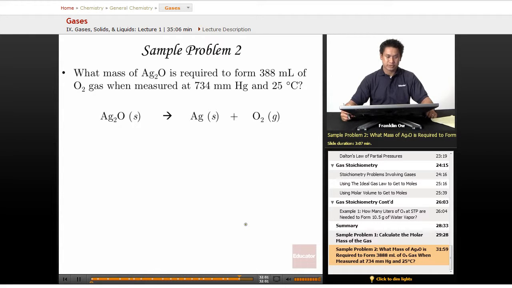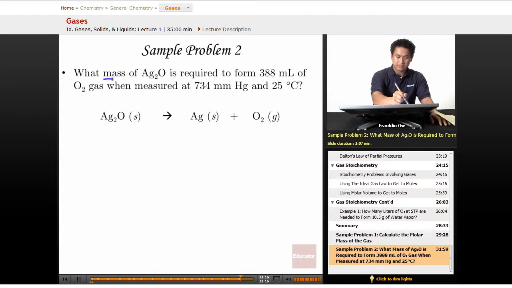Proceed on to sample problem 2. What mass of silver oxide, silver(I) oxide, is required to form 388 milliliters of O2 gas when measured at 734 millimeters of mercury and 25 degrees Celsius? Okay, so mass is what we want to get. We're given volume, we're given pressure, and we're given temperature.